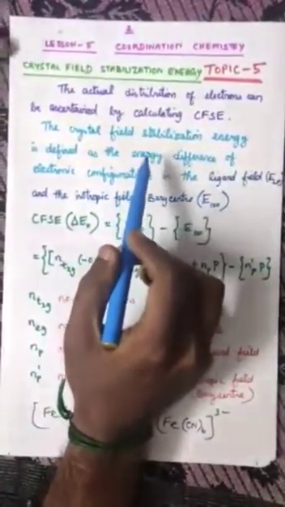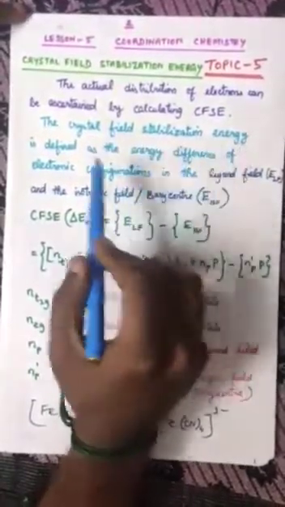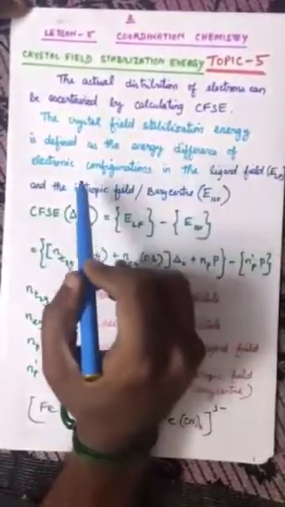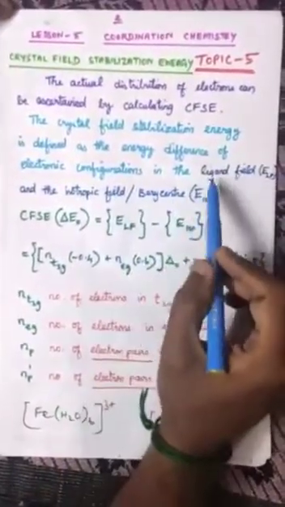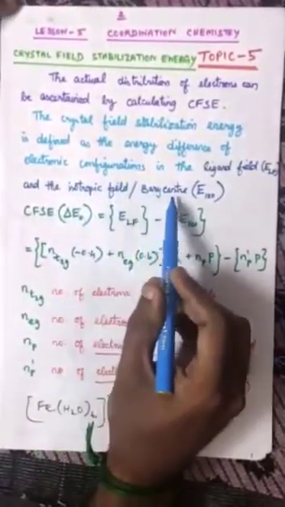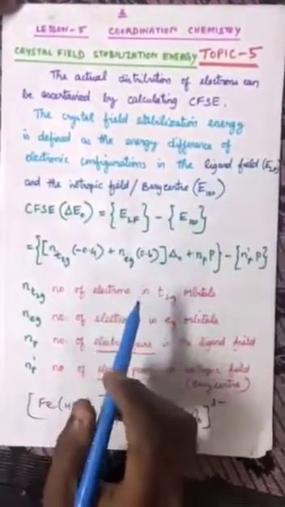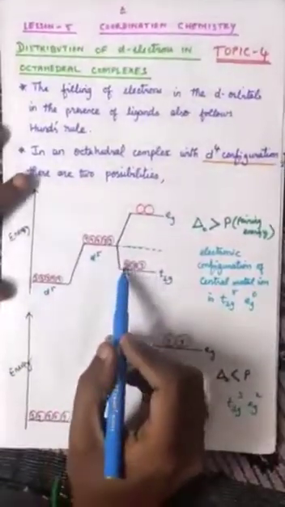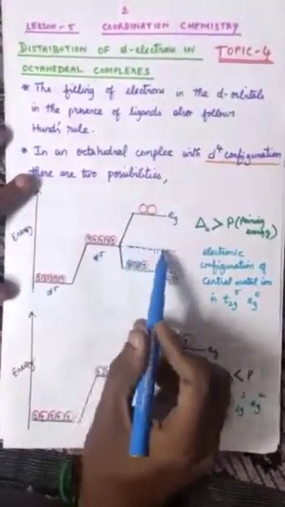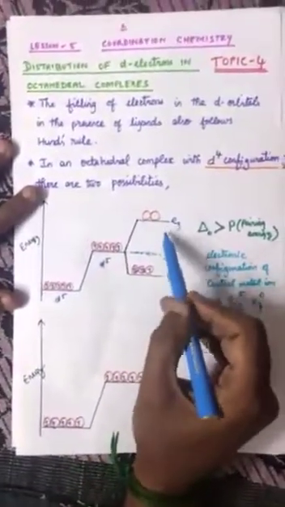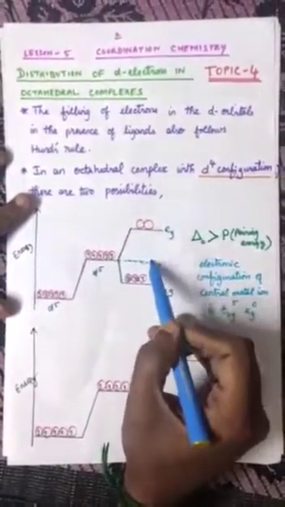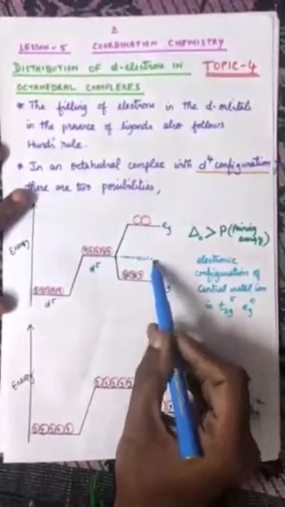What is the definition of crystal field stabilization energy? The crystal field stabilization energy is defined as the energy difference of the electronic configuration in the ligand field, that is E_LF, and the isotropic field or barycenter field, that is E_iso. Okay, see here once again in this diagram, where is the ligand field? Here this is the ligand field, and here this is the ligand field. This is called the isotropic field or barycenter. So the energy difference between the ligand field and the barycenter gives the crystal field stabilization energy.